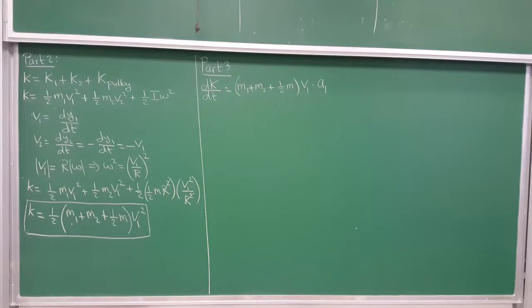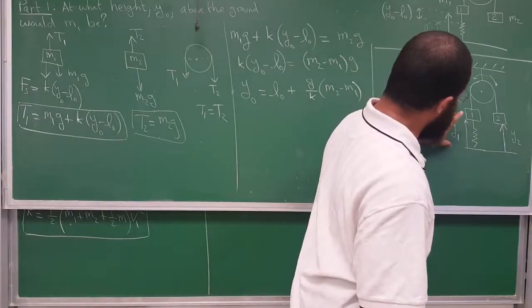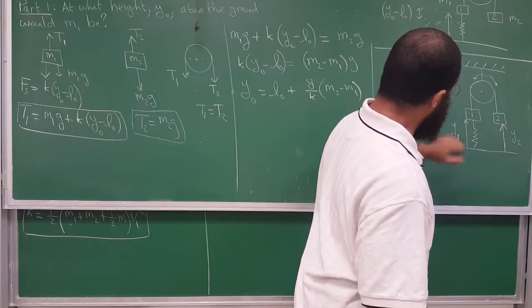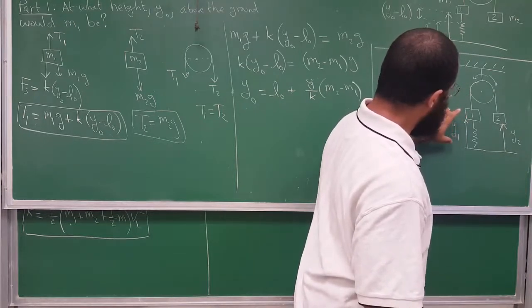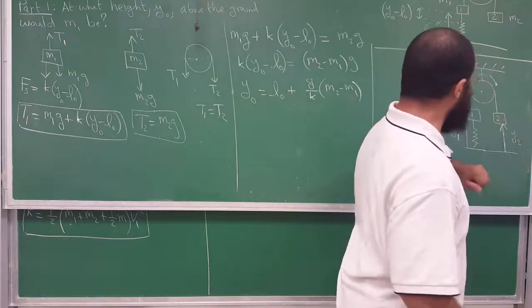Now let me look at the next part. What they want for the next part is to find the time derivative of the gravitational potential energy. So what is the gravitational potential energy? Well, you have the total gravitational potential energy. Let me show you the drawing here again. This is above the ground, so it has a gravitational potential energy of m1 g y1, right? And this one would have m2 g y2.